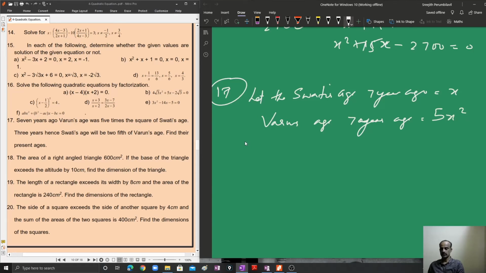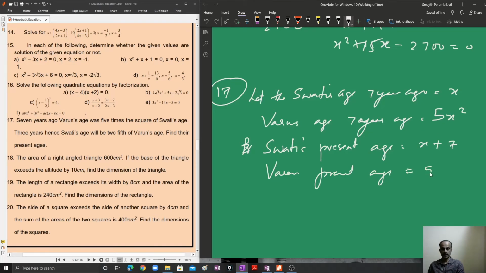Now what is the present age of Swadi? Swadi's present age is equal to, 7 years ago it was x, so it is x plus 7. So what is Varun's present age? Varun's present age is equal to, 7 years ago it was 5x square, so 5x square plus 7.